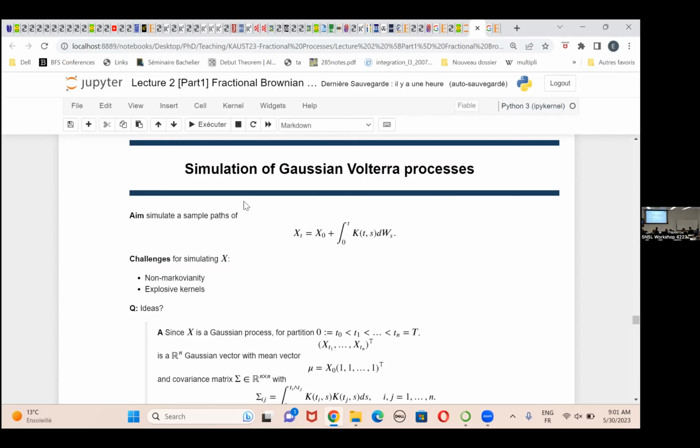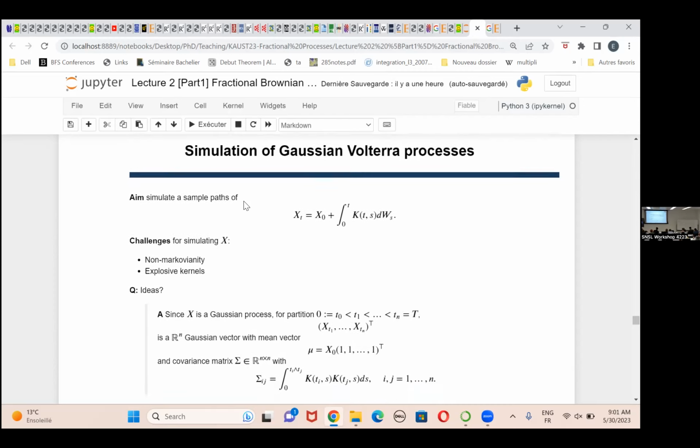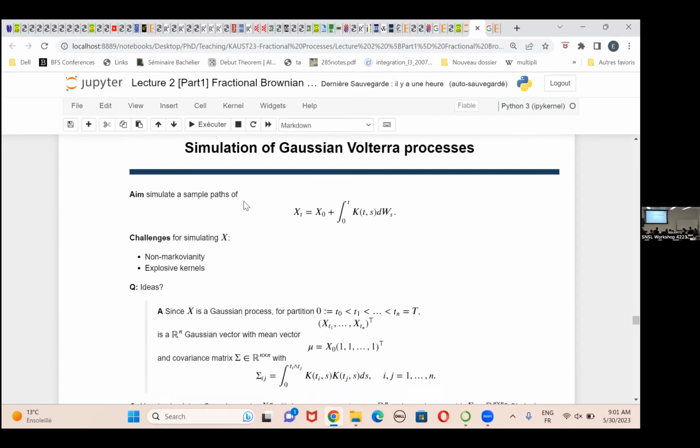So this is exactly the first part, how to replicate the graphs that I showed you before, the sample paths. And then we'll try to look at a more efficient way of doing things, which will also give us additional insights on the structure of fractional Brownian motion. So first, let's look at the very natural idea to simulate this process. Of course we have non-Markovianity and explosive kernels, but still we have a very nice property of these processes, which is that they are Gaussian.